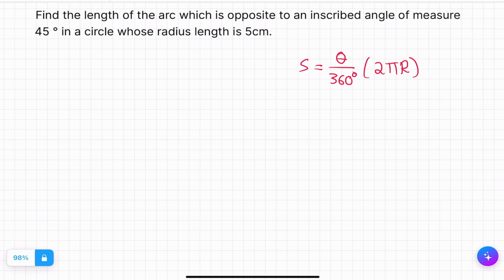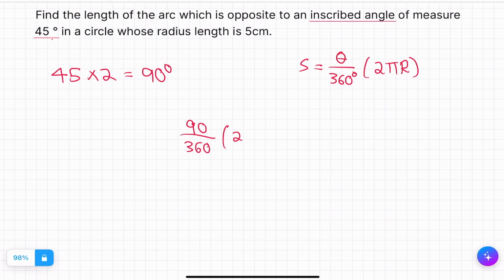We have 45 degrees for our inscribed angle, but we need the central angle. So we need to multiply 45 times 2. 45 times 2 is equal to 90 degrees. Now we can plug everything into our equation and solve. We have 90 over 360 degrees times 2 pi times our radius of 5.